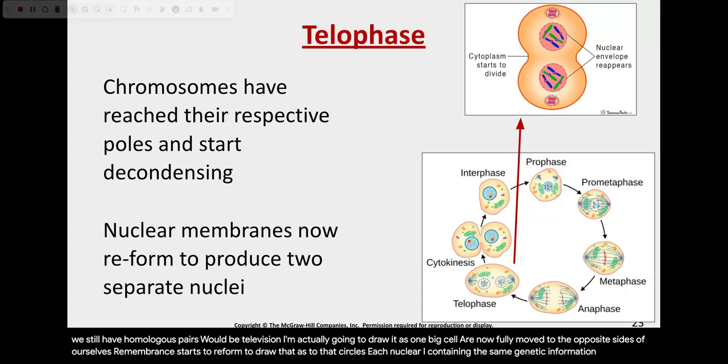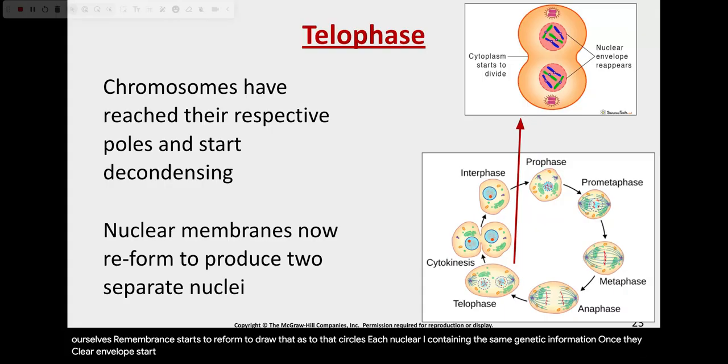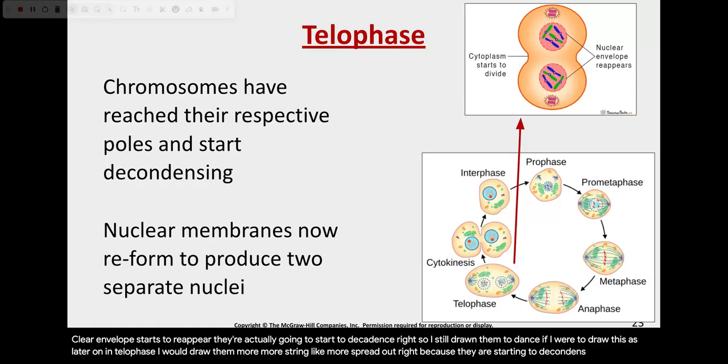All right, the chromosomes, once they've reached their poles, and once that nuclear envelope starts to reappear, they're actually going to start to decondense. So I've still drawn them condensed. If I were to draw this later on in telophase, I would draw them more string-like, more spread out, because they are starting to decondense here. All right, but this isn't the last step. It's the last phase, but it's not the last step.